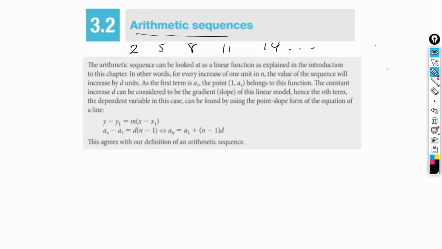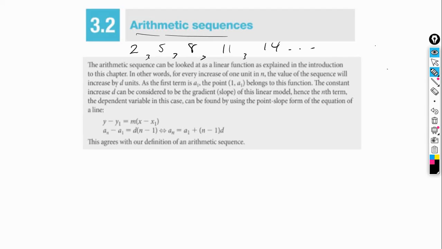Well, you get the next term by adding a common difference to each of the terms. So obviously here we're adding 3 to each number, right? We add 3 to 2 to get 5, we add 3 to 5 to get 8, 3 to 8 to get 11, 3 to 11 to get 14, and so forth.